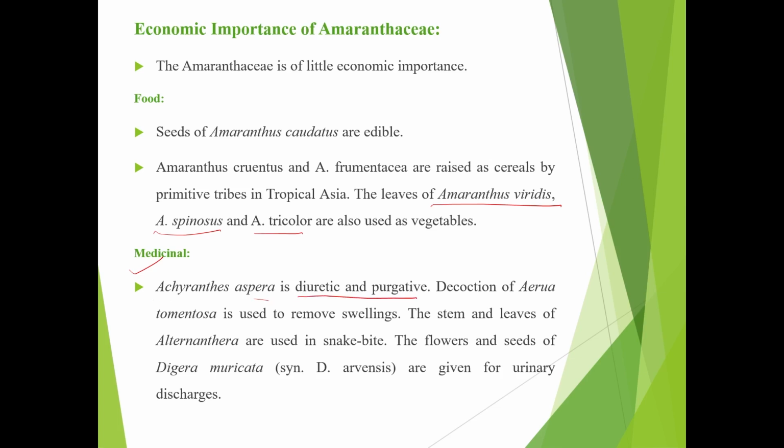The decoction of Aerva tomentosa is used to remove swelling, and the stem and leaves of Alternanthera are used in snake bite. Then the flowers and seeds of Digera muricata are given for urinary discharge. So many plants of this particular family have medicinal importance.